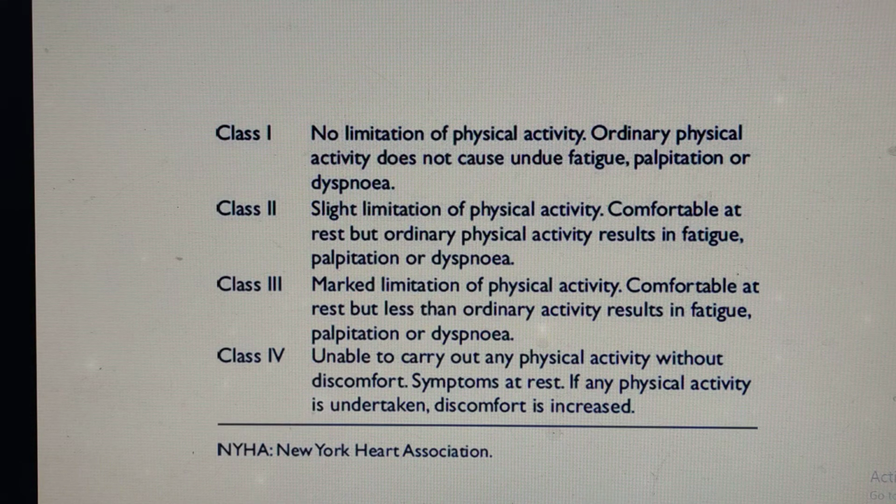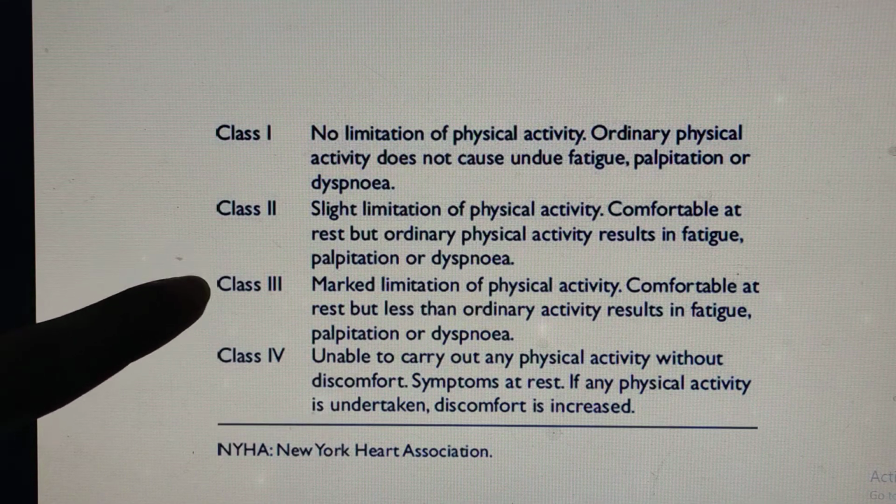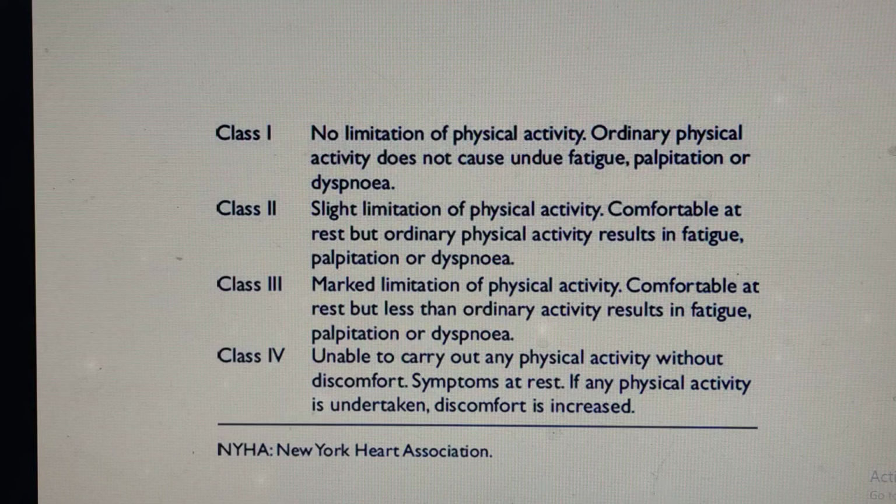Class 3, yes, okay, marked limitation. You are comfortable at rest, but any amount of slight to moderate work gets you taxed. Even if you need to climb to the first floor, you are getting fatigued, you're sweating, you need to take a rest or something. And class 4, beg your pardon, that was class 3, and class 4 is very, very severe.